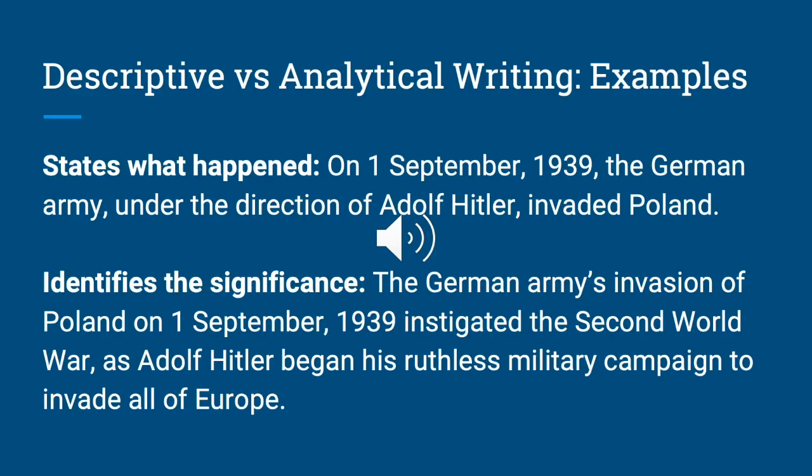So here is an example of the difference between descriptive versus analytical writing as taken from the previous table. So I took these differences from the table and I applied them to actual sentences and actual information. So for instance, descriptive writing, which is primarily informative, would state what happened in regards to a specific event. So for example, "On 1st of September 1939, the German army, under the direction of Adolf Hitler, invaded Poland."